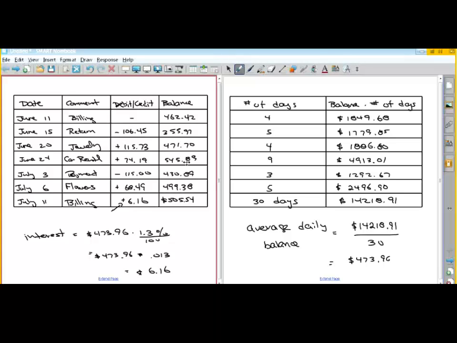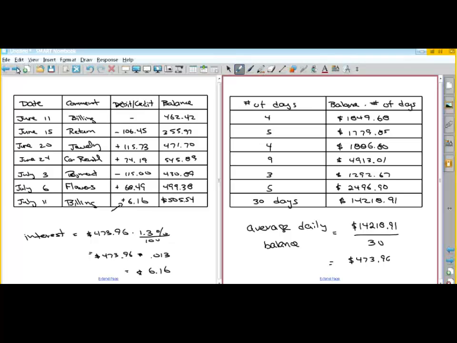Up here. So then you do the next month, and then you calculate the average daily balance the same way. Okay, that was kind of long.